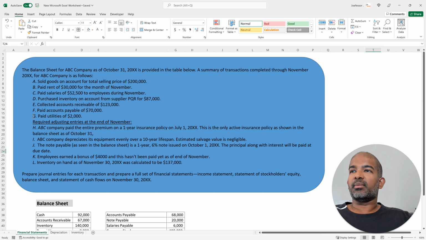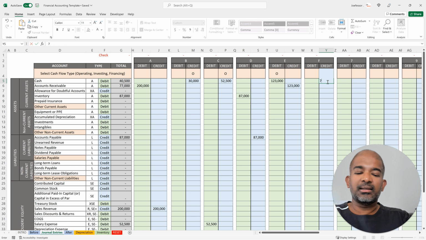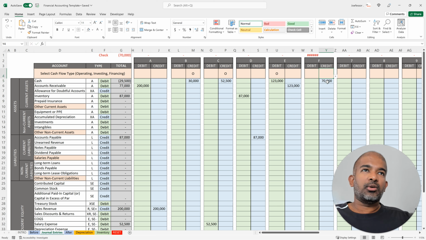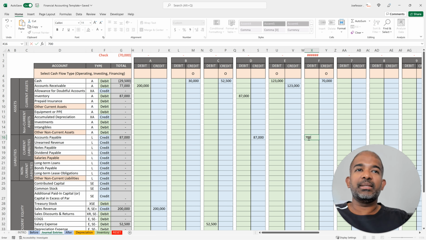The next one, part F, paid accounts payable of 70,000. So from my accounts payable, I'm paying 70,000 of what I owe. So my cash is being credited 70,000, and again it will be an operating cash flow. And my accounts payable is going down by 70,000, so I will be debiting it by 70,000.